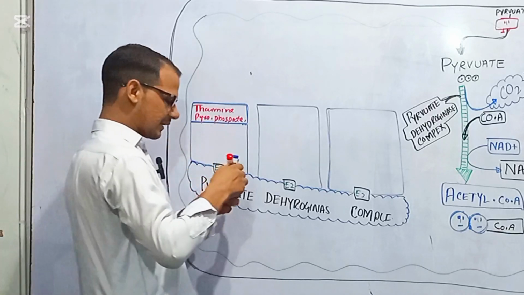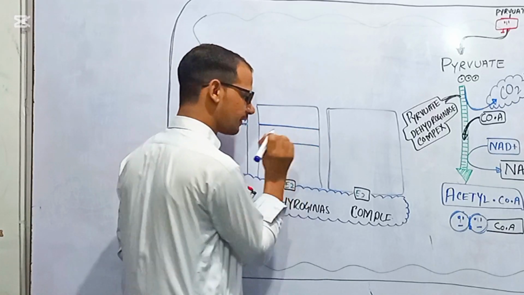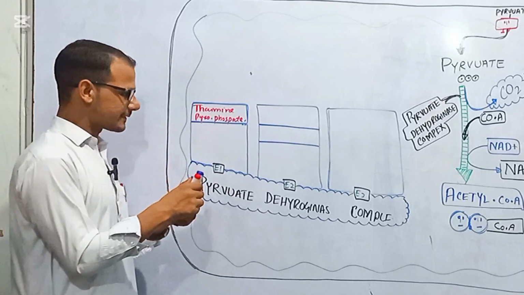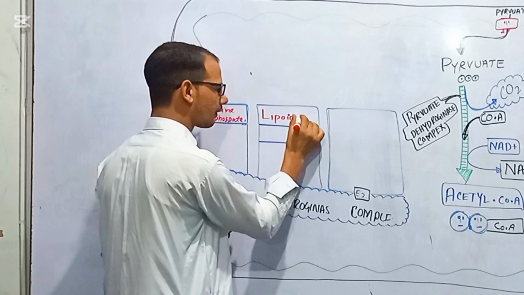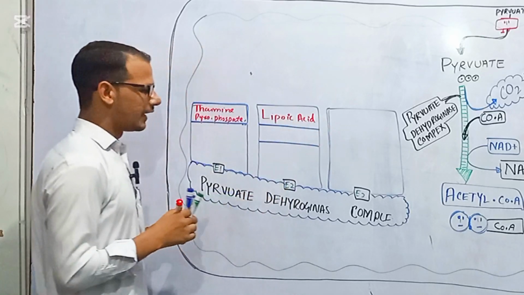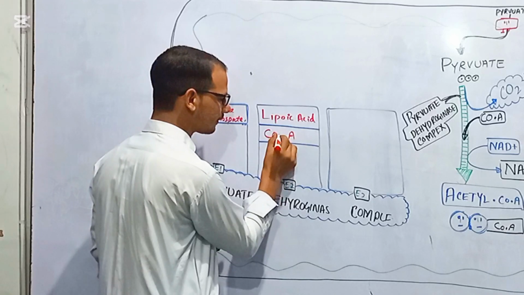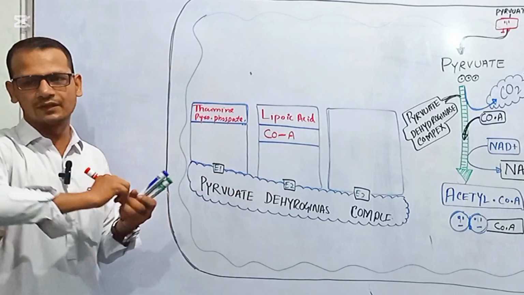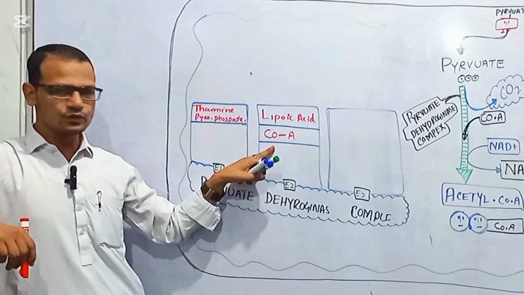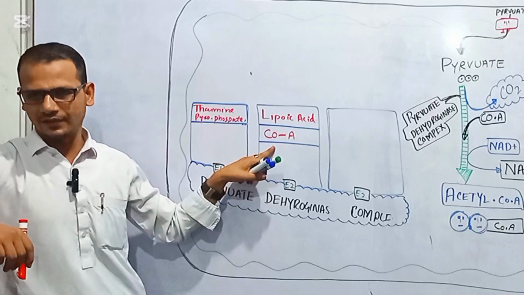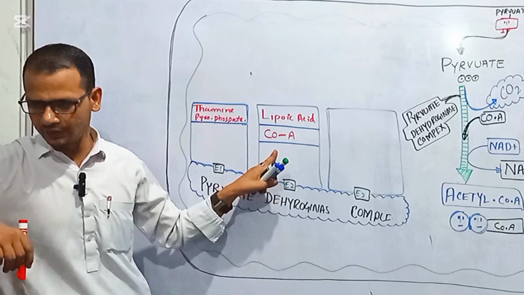The second component is composed of two coenzymes. One is lipoic acid and the second is coenzyme A. Aftab, now you will, Aftab, what are you doing? It's okay. This is your answer. From where the coenzyme A occurs. That is the component of E2. That is the second component of E2, coenzyme A.